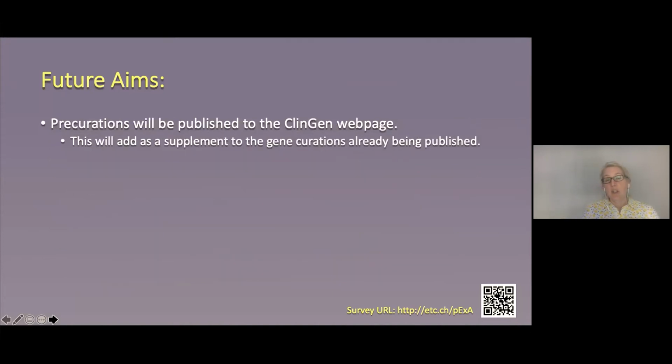I also want to let you know that coming into this phase 3, we will be working on publishing those pre-curations that you work so hard to gather the data and information on the ClinGen webpage. This will basically act as a supplement to those gene curations that are already being published. It's another way that we add a layer of transparency to our gene disease relationships and the amount of data that we have collected to make these different assertions.